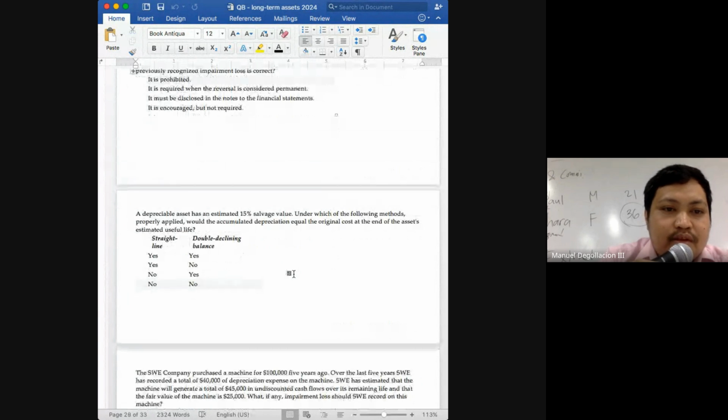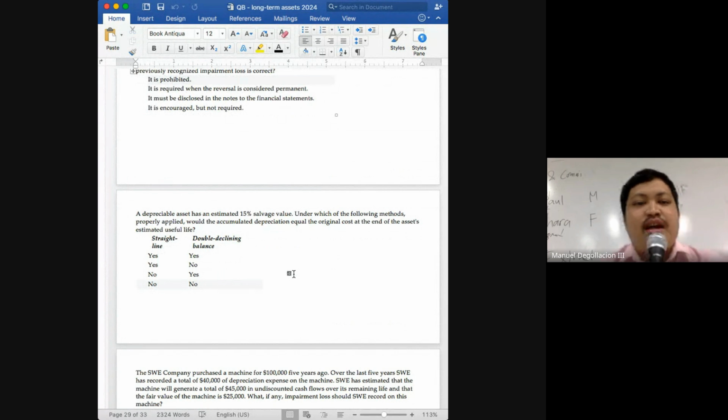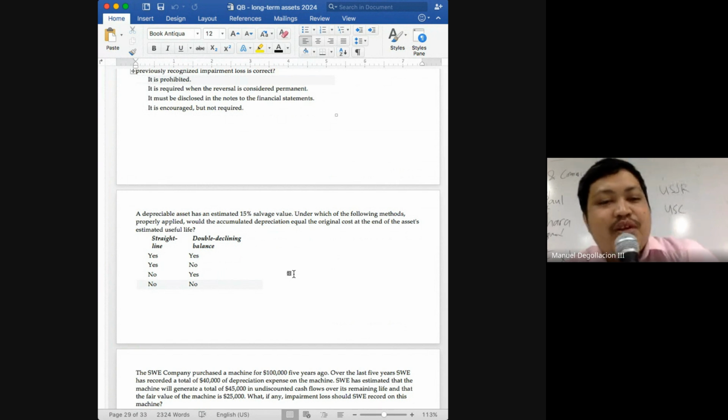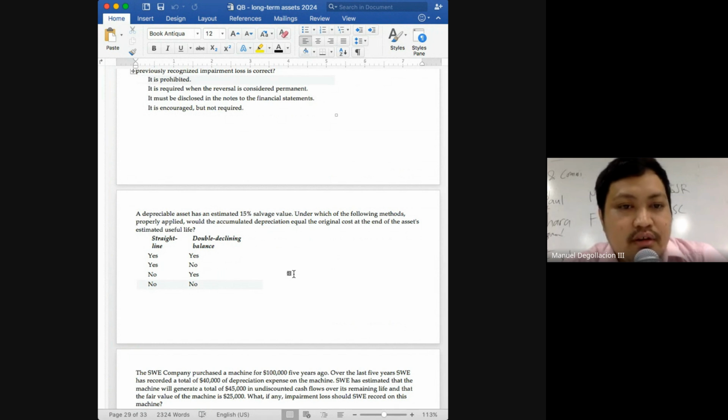Next, a depreciable asset has an estimated 15% salvage value. Under which of the following methods properly applied would the accumulated depreciation equal the original cost at the end of the asset's estimated useful life? The accumulated depreciation equals the original cost. What did we say if you have a residual value? The carrying amount should not be lesser than the residual or salvage value. And if that's the case, then your accumulated depreciation should never equal the cost, class.